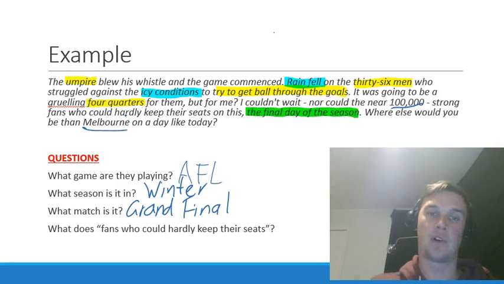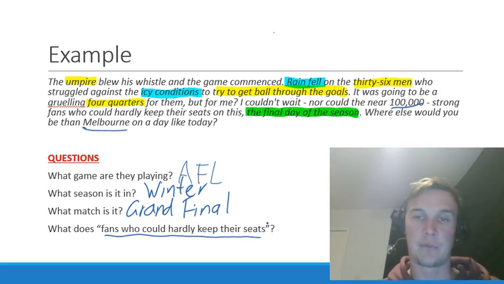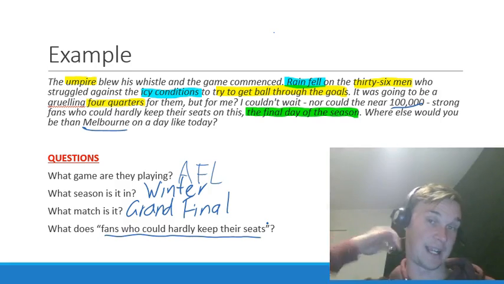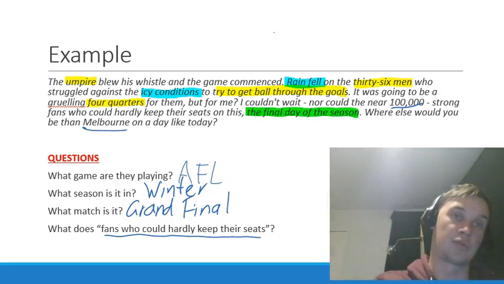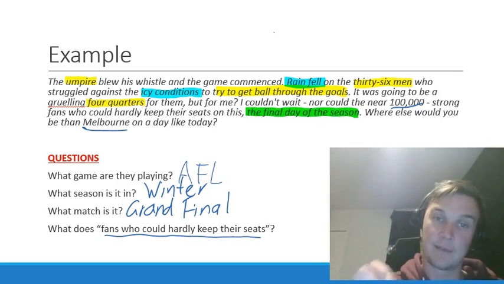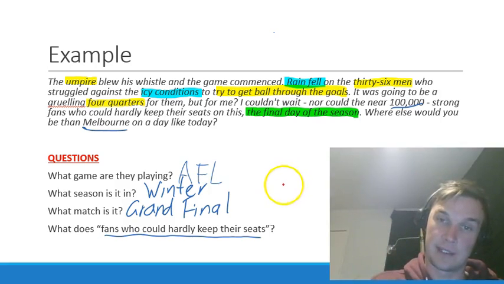Now, this final question here has a good understanding of what implied and literal meaning means. So if we took this literally, fans who could hardly keep their seats. I'm going to draw a little example here. Fans who could hardly keep their seats.